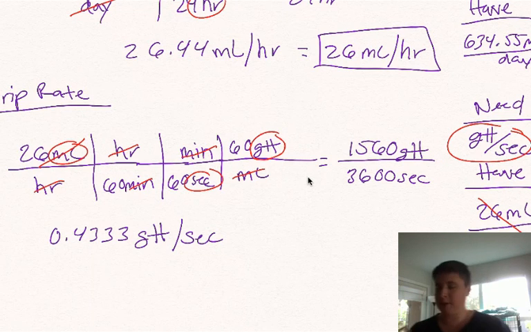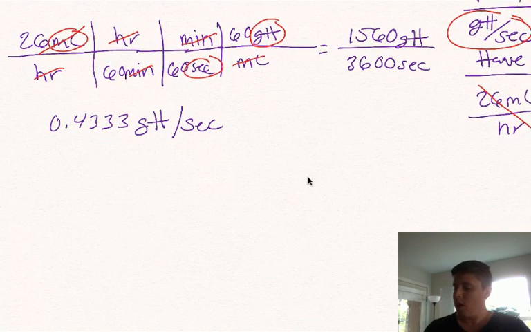Okay, so now I need to get this to a countable rate. All right, I need to be able to count this. I can't count 0.433 of a drop. So how do I do that? For note's sake, I'll write this. You don't have to write this.